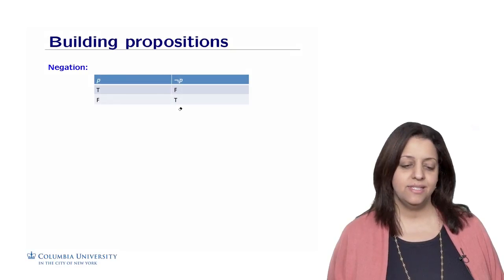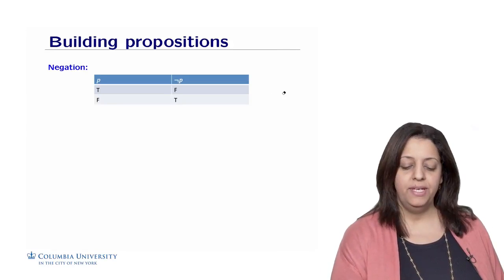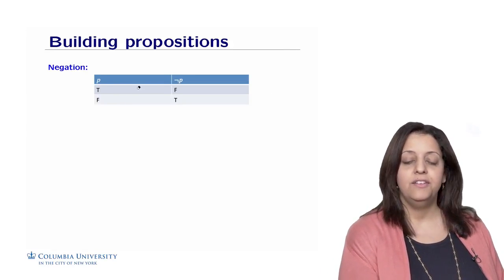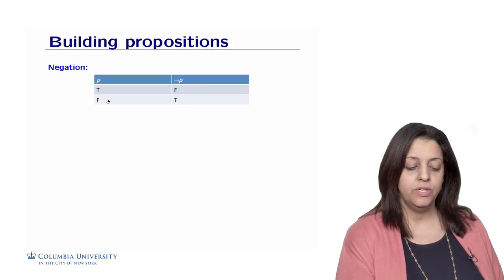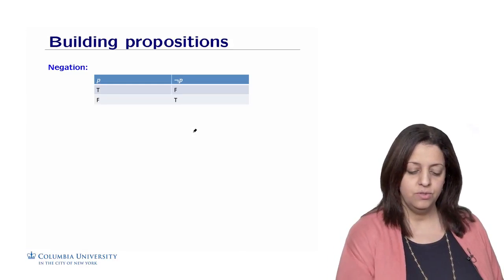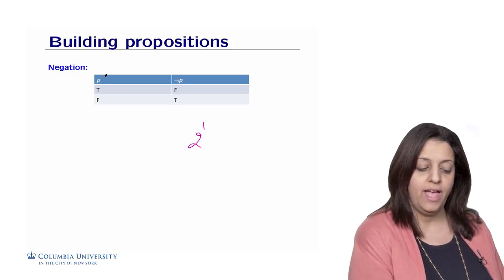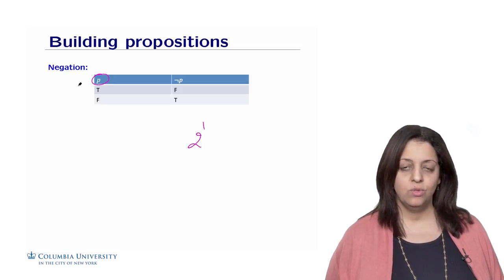So let's start with the simplest truth table for negation. If we have a proposition P, then the negation of P is false if P is true, and the negation of P is true if P is false. So here you can see that we have a truth table of size 2, that's 2 to the 1, the number of propositions you have. We're working on only one proposition, negating it, so the size is 2 to the 1.